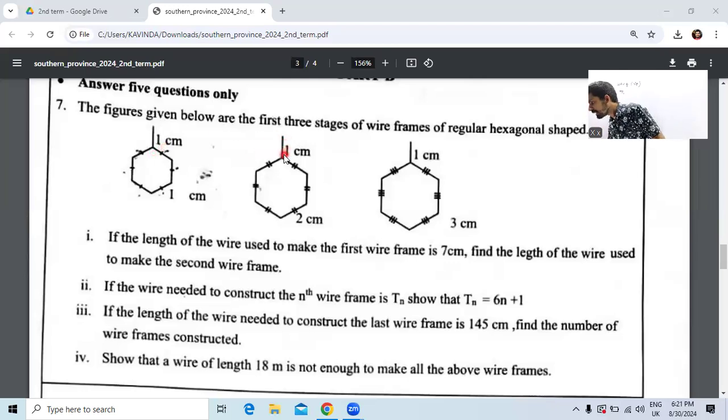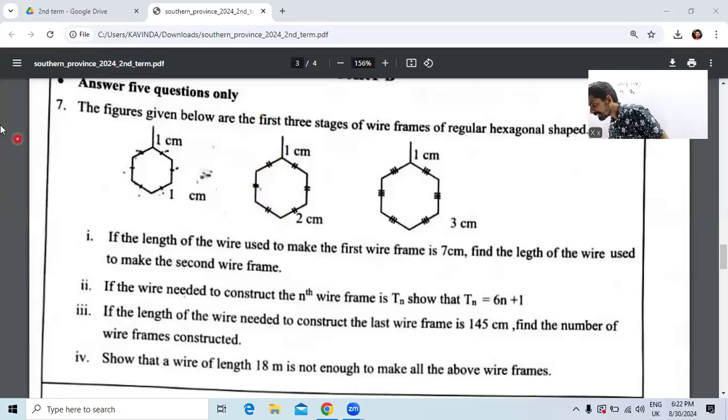Second one. Look at this one. Each side equals 2. So that means 2 centimeters, 2 centimeters, 2 centimeters, 2 centimeters, 2 centimeters, 2 centimeters, and 1 centimeter. So that means 2, 4, 6, 8, 10, 12. 12 plus 1, 13 centimeters.